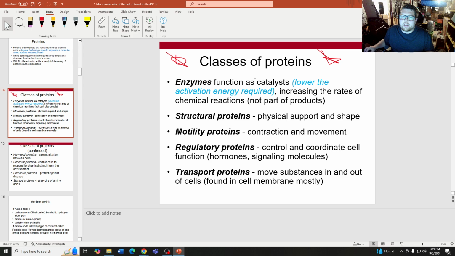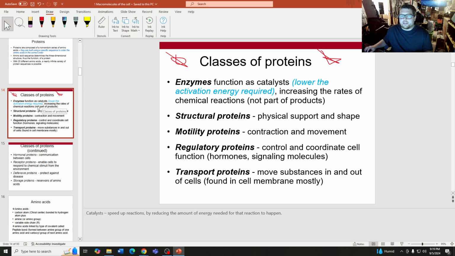Enzymes function as what we call catalysts. They speed up the reaction. Catalysts speed up reactions by reducing the amount of energy needed for that reaction to happen. If we need less energy, it's more likely that we can make that reaction happen with the resources that we have available.